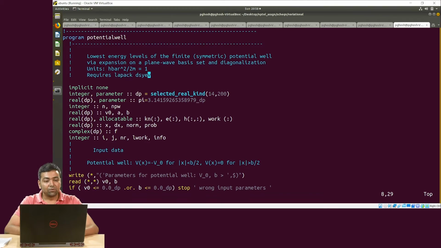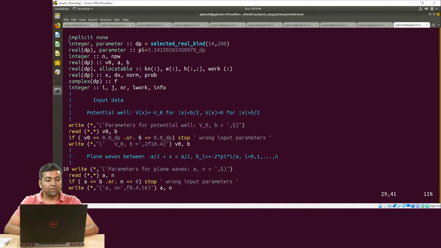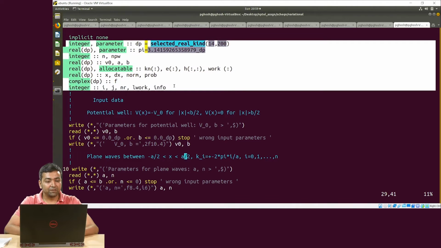Another thing is that this code is written assuming that everything is in atomic units, which means that h bar square by twice m is equal to 1. As we have seen for other Fortran codes, we start with implicit none, and then in the first part we do the variable declarations.